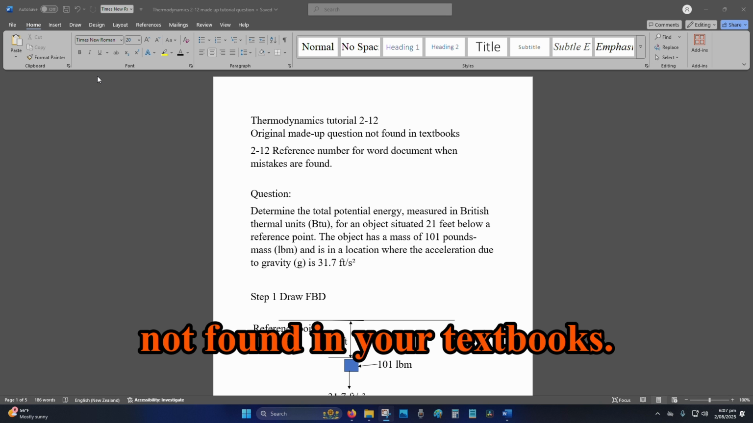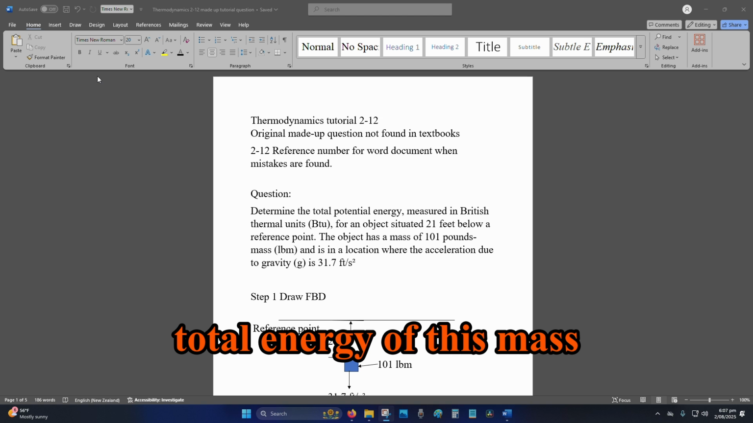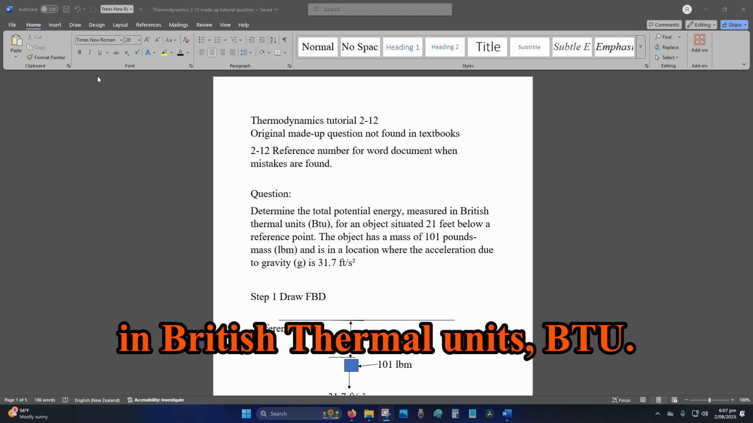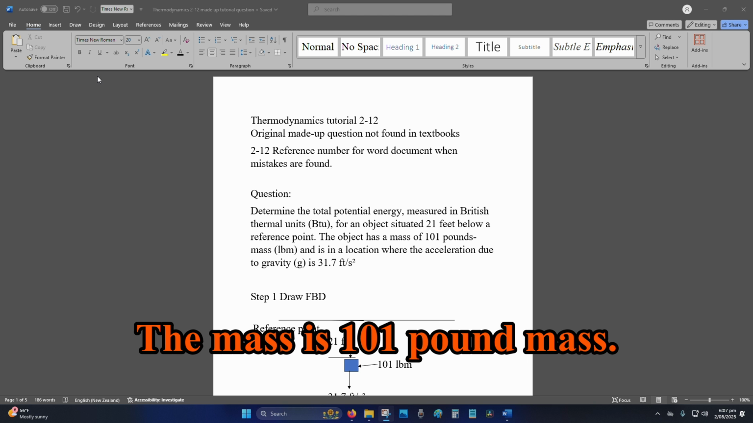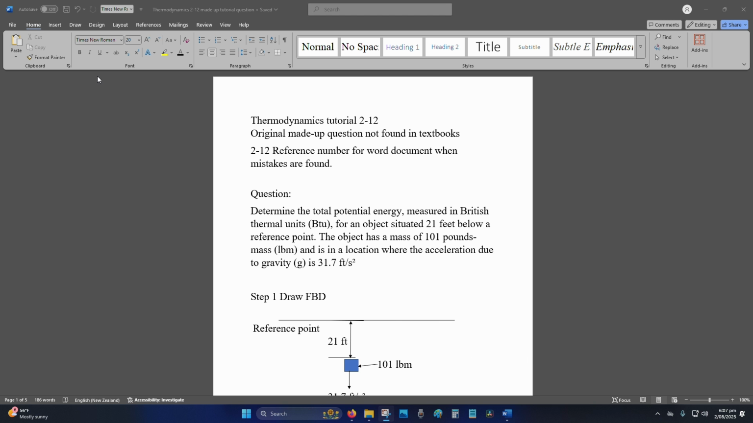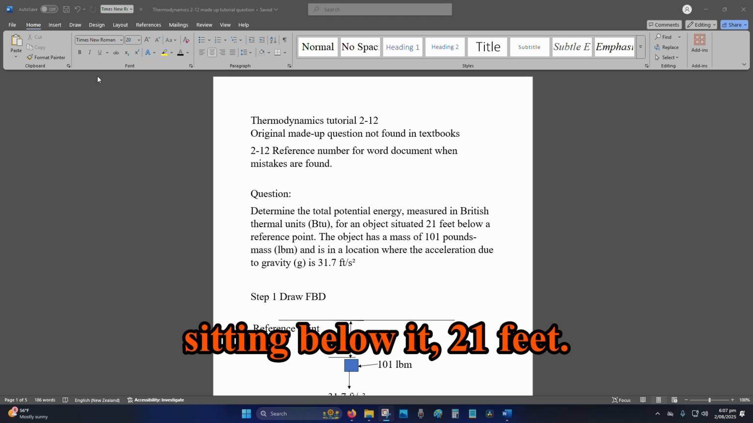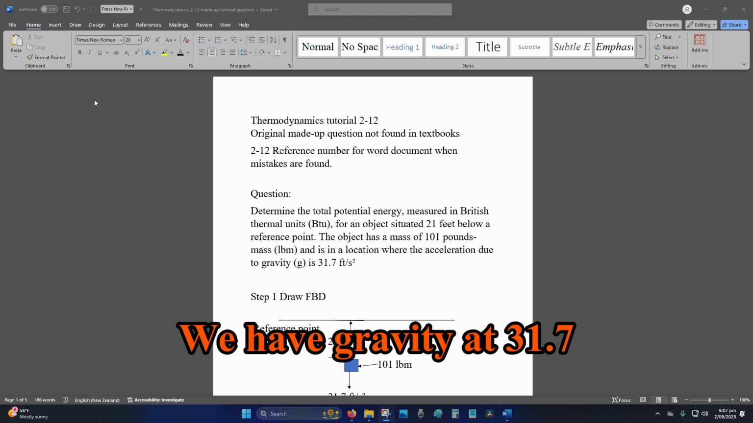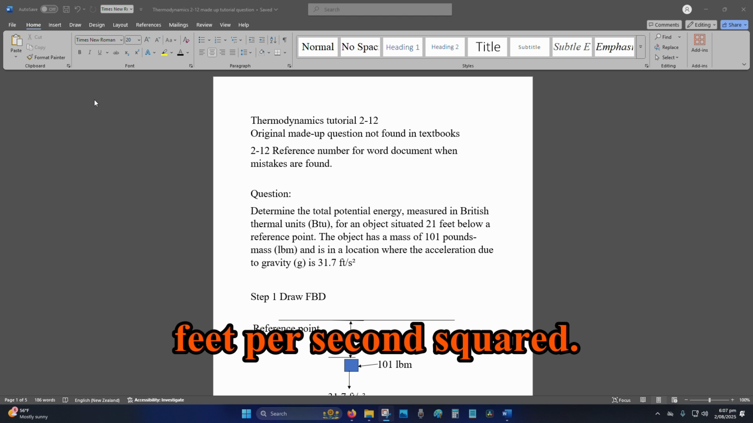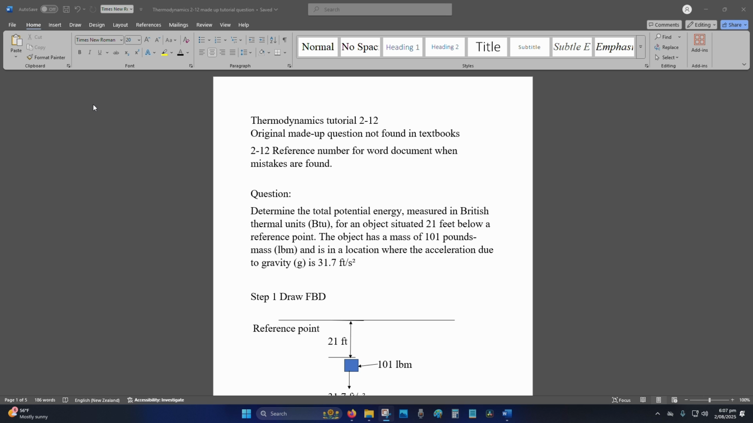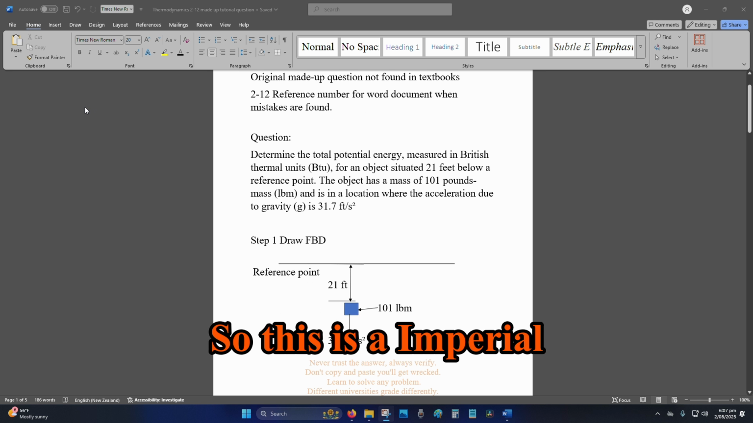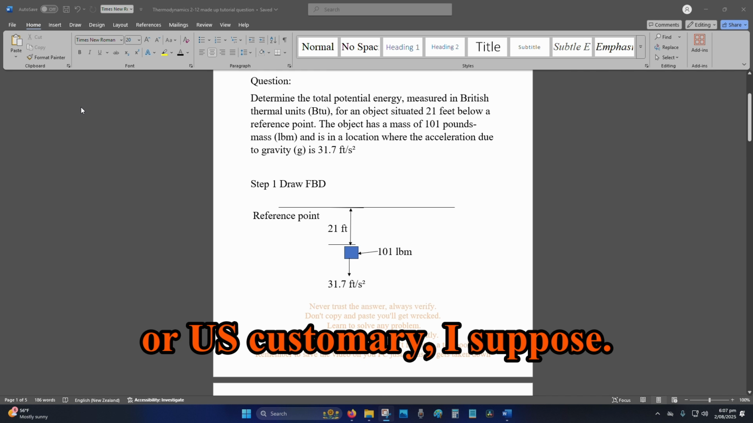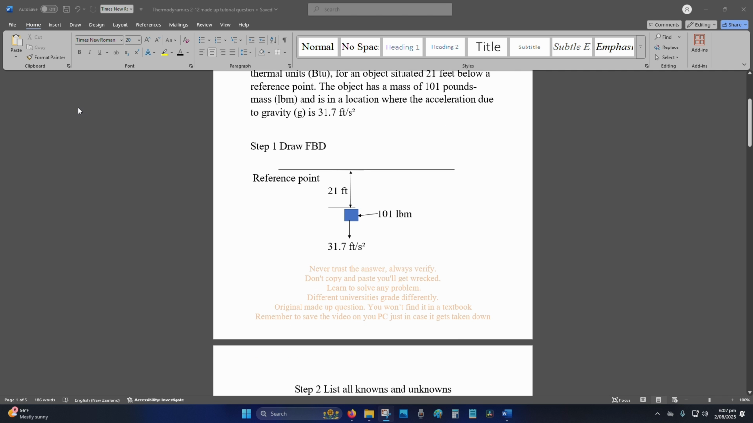This is a made-up question not found in your textbooks. We want to find the total energy of this mass in British thermal units, BTU. The mass is 101 pound mass. We have a reference point and the mass is sitting below it, 21 feet. We have gravity at 31.7 feet per second squared. So this is an imperial or English unit question, or US customary, I suppose.